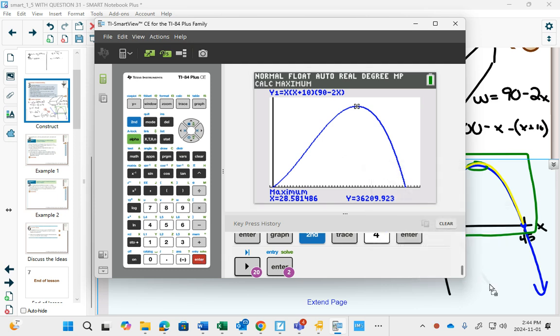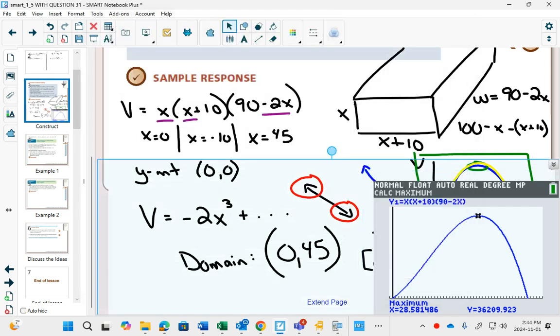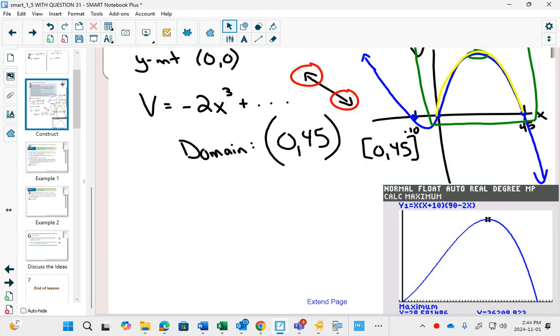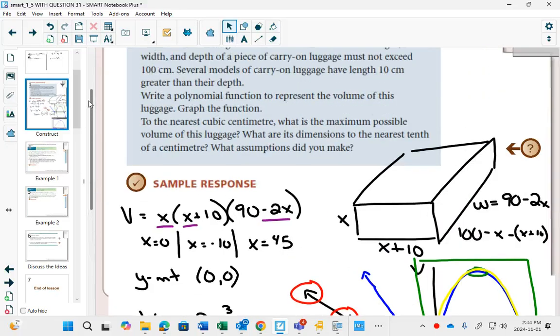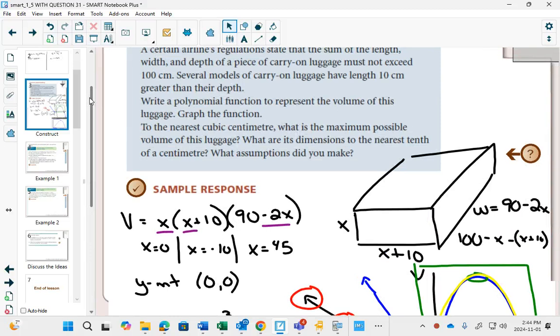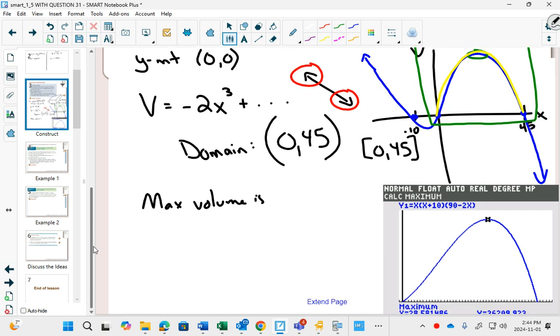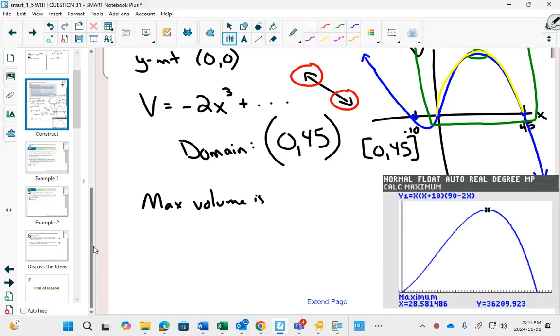I'm going to cheat and just drag this here so I don't have to flip back and forth. Nice. Don't you wish you could do that? Just drag your calculator's screen to your notes. So let's read the question. What did they want us to find? Write a polynomial function. We did that. Graph the function. We did that. To the nearest cubic centimeter, maximum volume. Max volume is, to the nearest cubic centimeter, oh my goodness, 36,209, oh, fancy. Fancy rounding.